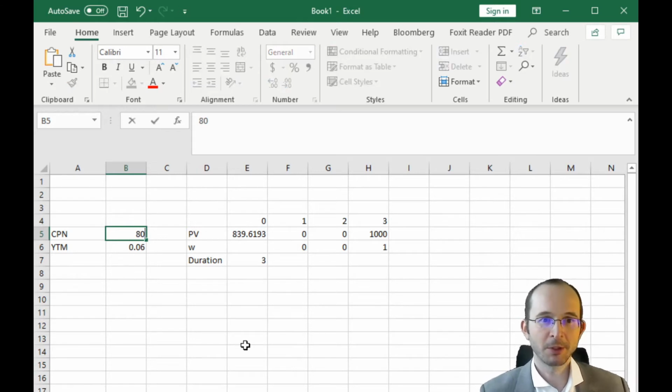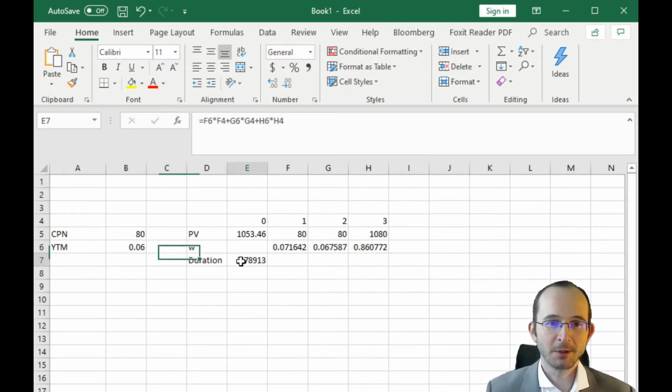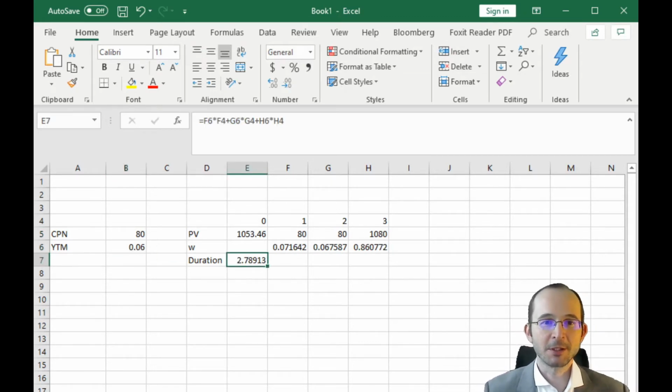So let's give this bond a coupon of $80 per year. And indeed, now we see that the duration comes down. Everything else is the same mathematically, so we won't repeat it for the sake of brevity, but you can repeat this process by yourselves. You will see that the duration is indeed now lower.